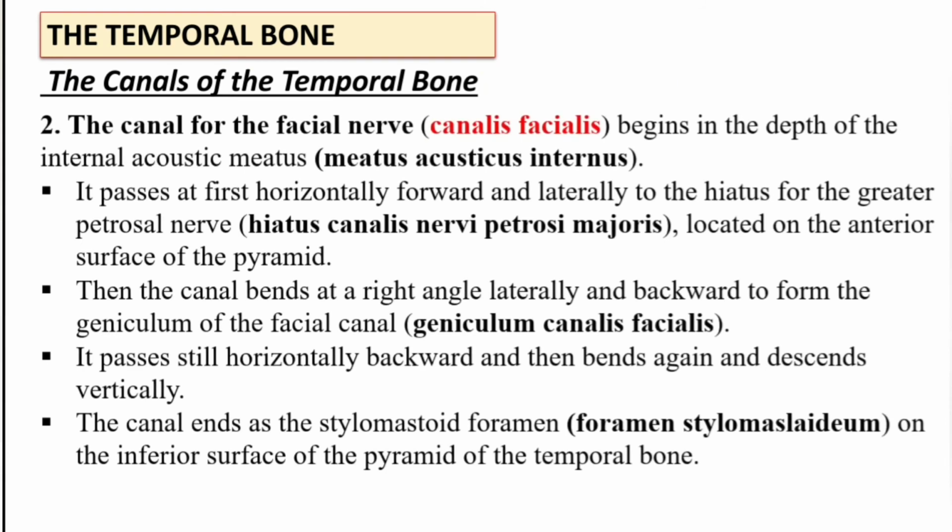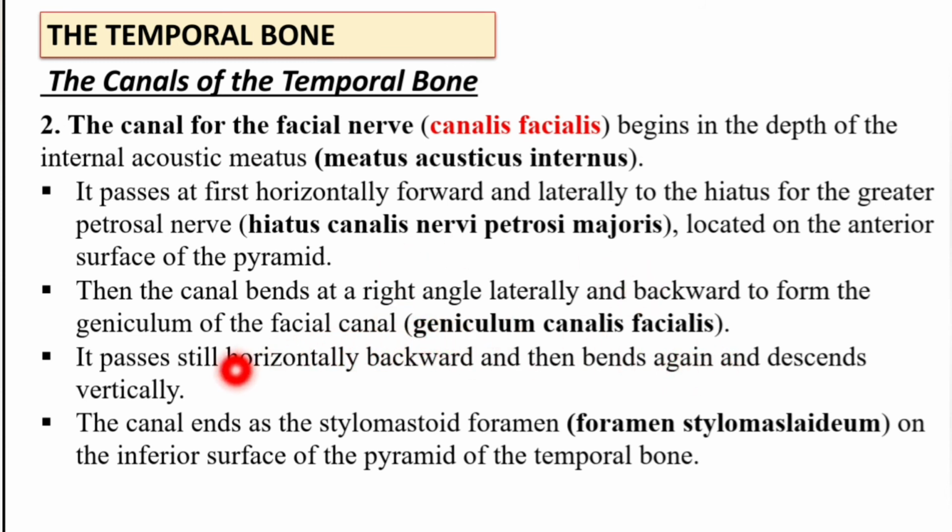Then the next canal is the canal for the facial nerve, canalis facialis. This canal begins in the depth of the internal acoustic meatus, meatus acousticus internus. It passes at first horizontally forward and laterally to the hiatus of the greater petrosal nerve, the hiatus canalis nervi petrosi majoris, which is located on the anterior surface of the pyramid. Please tell me you remember this, because we went through this already. Then the canal bends at a right angle laterally and backwards to form the geniculum of the facial nerve, the geniculum canalis facialis. It then passes still horizontally backwards and then bends again, ascending vertically.